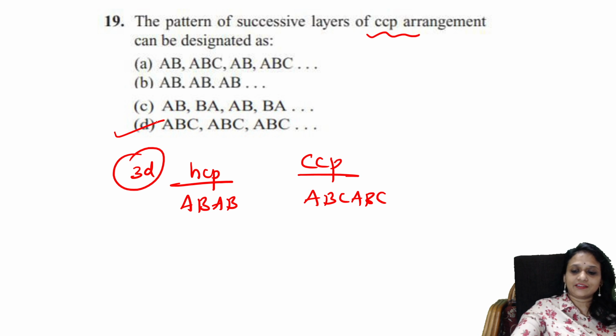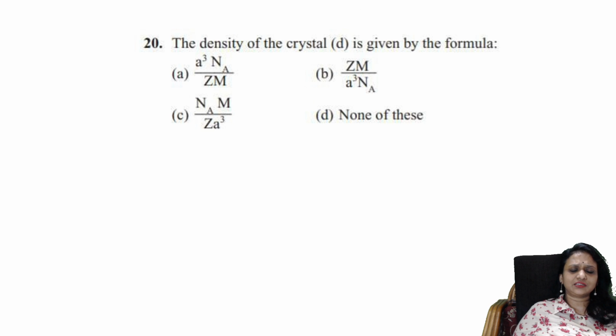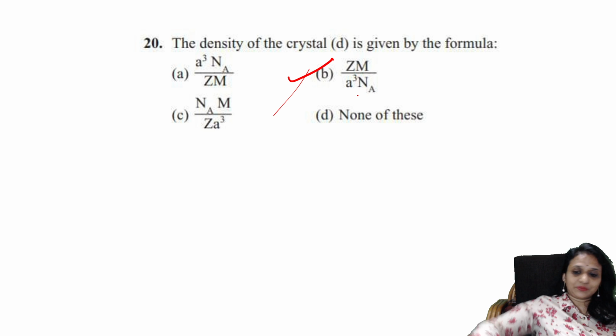Okay. Now, next. The density of the crystal D is given by the formula. What is the formula? Easy. Density formula is this. Direct. Correct? Alright. Where Z is the number of atoms, M is the molecular mass, a cube is the volume, and NA is Avogadro's number. Easy?